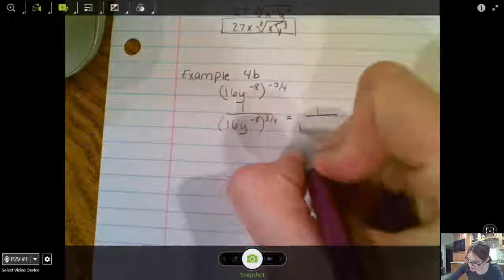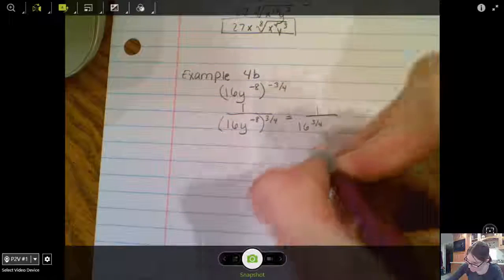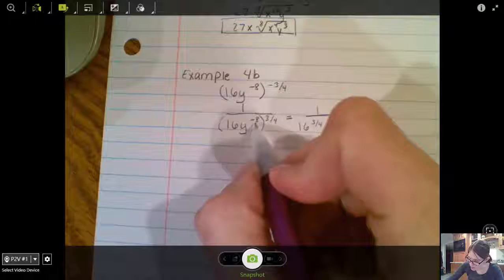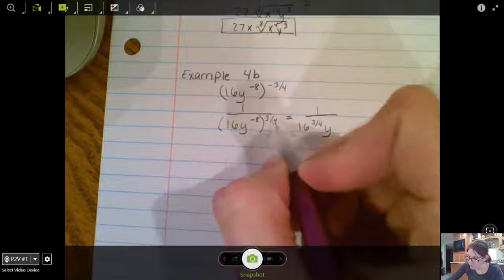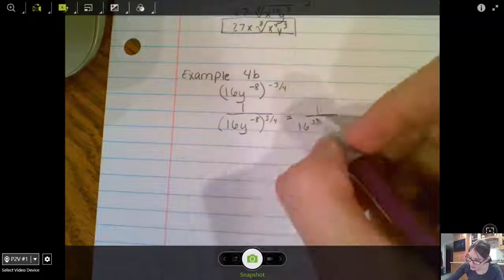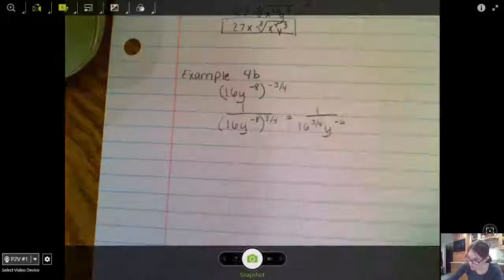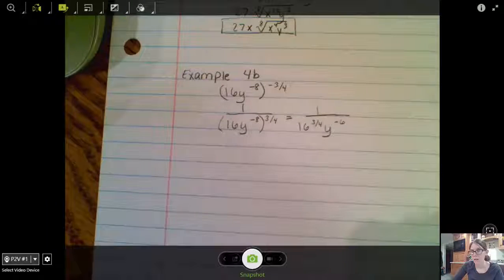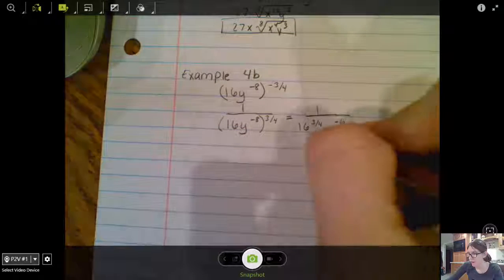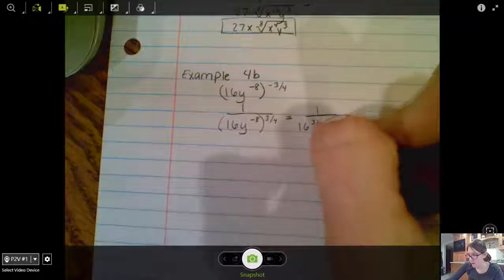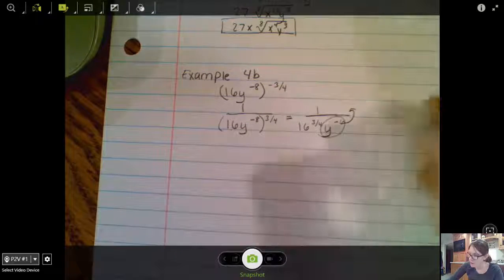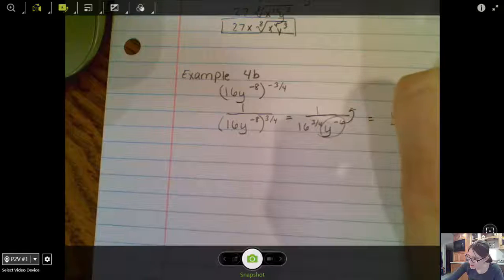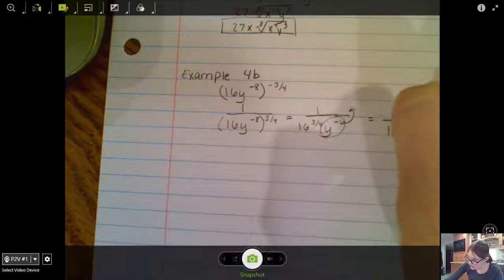So I'd have 16 to the 3/4. And then y to a power to a power, we multiply these. So negative 8 times 3/4, well, 3/4 of 8 is 6. So to the negative 6th power. Well, shoot, we still have a negative exponent. Negative exponent, reciprocal. The y is the only part with a negative exponent, so that gets sent to the top of our fraction. Y to the 6th over 16 to the 3/4.